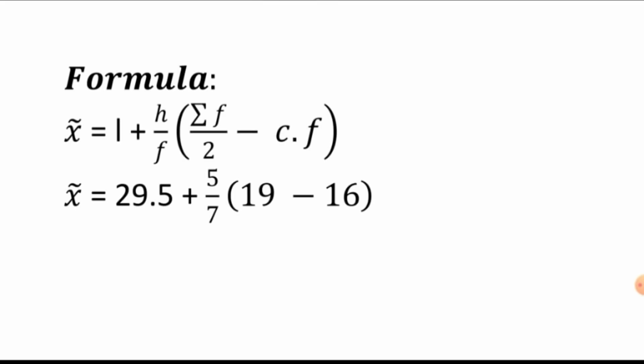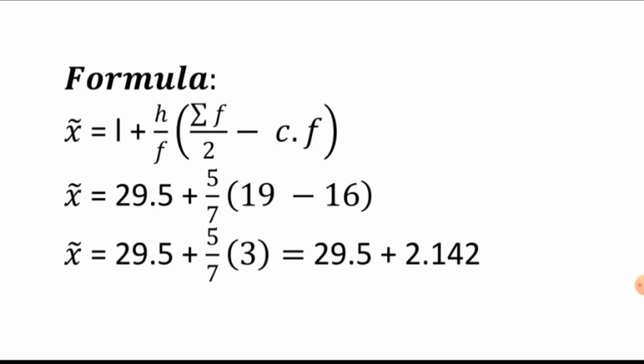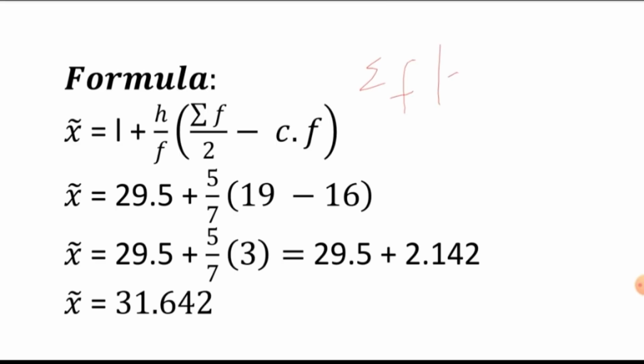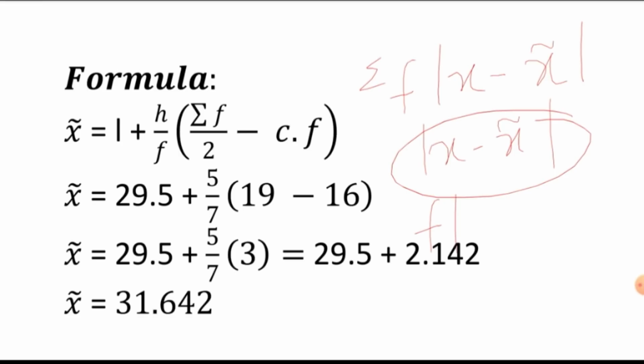L plus H upon F into summation F upon 2 minus cumulative frequency. When you solve it, you will get the value of median, that is equal to 31.642. Students, after that you have to construct the column of summation F into modulus sign x minus median. How do you find out? First you calculate the column of modulus sign x minus median, and then this value multiply with the frequency.